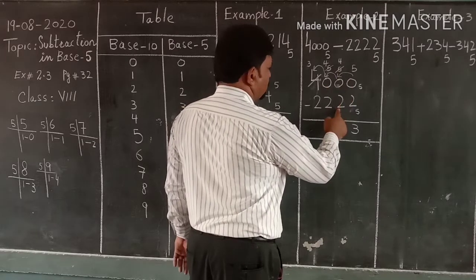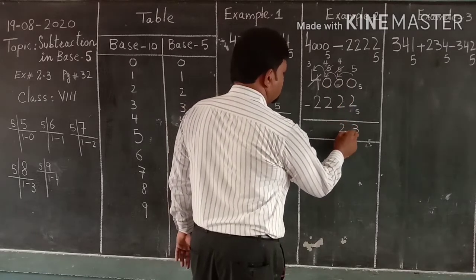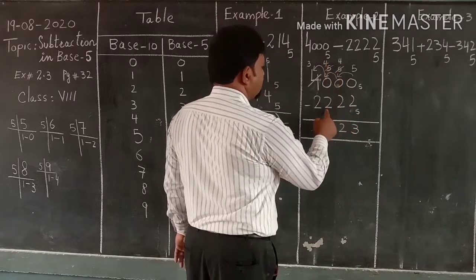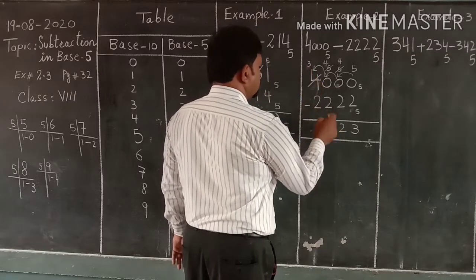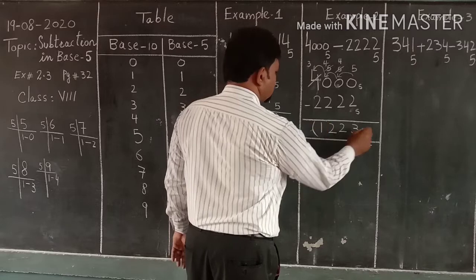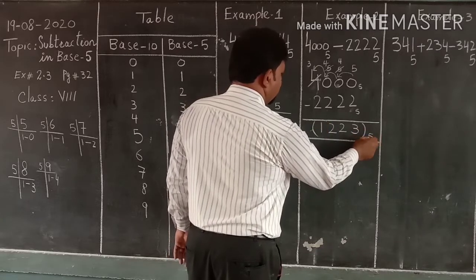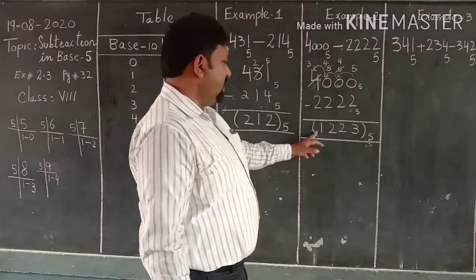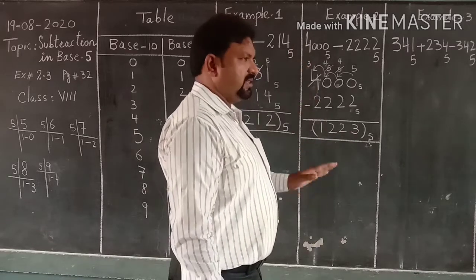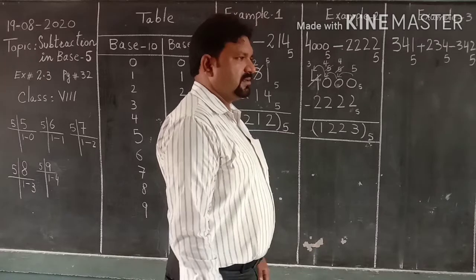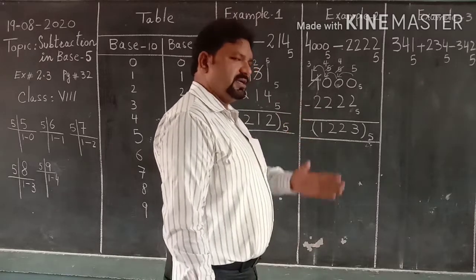4 minus 2, the answer will be 2. 3 minus 2, the answer will be 1. So this is the final answer, 1, 2, 2, 3. By this method you can subtract any number in base 5.